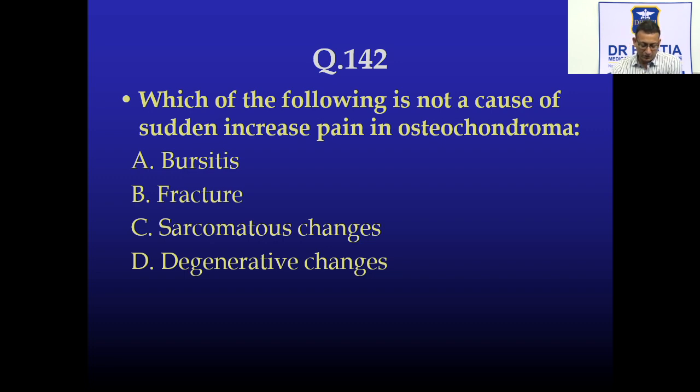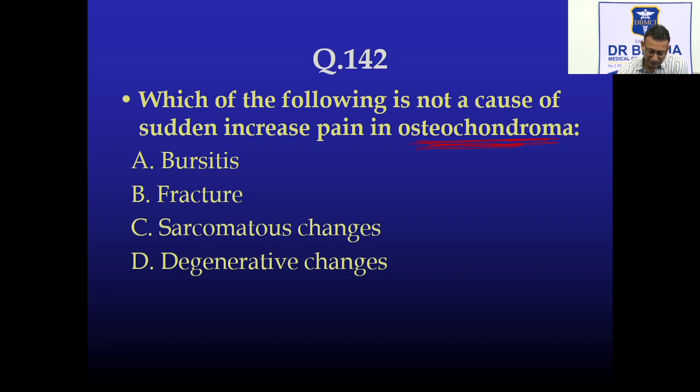Which of the following is not a cause of sudden increase in pain in osteochondroma? We all know osteochondroma is a slowly growing deformity or aberrant growth due to the cartilage growing from the physis. Okay, so it usually has a bursa around it, so that can get inflamed, that will lead to bursitis, which again takes some time to develop, and the patient will have immediate pain.